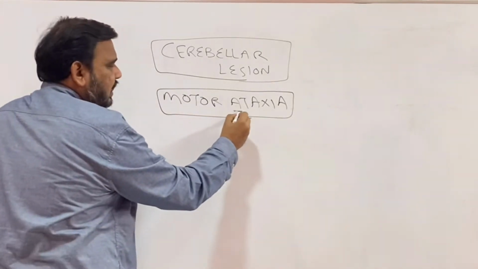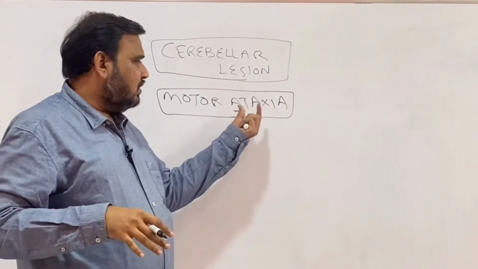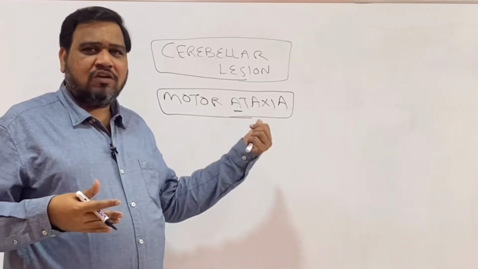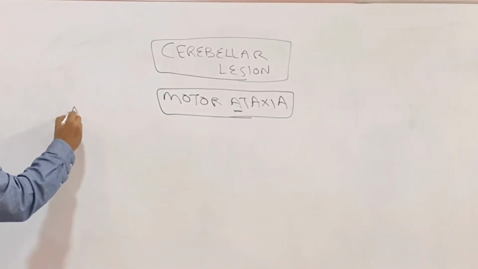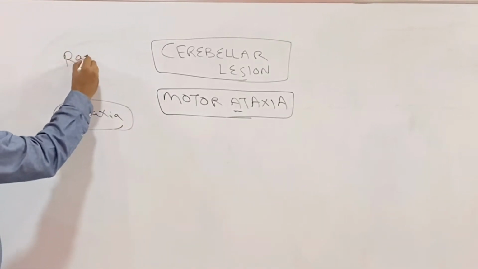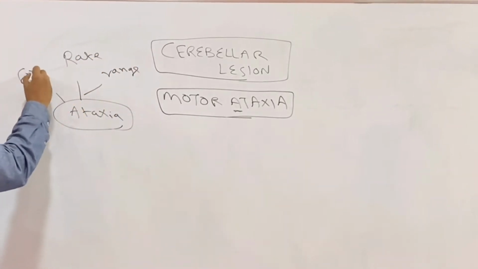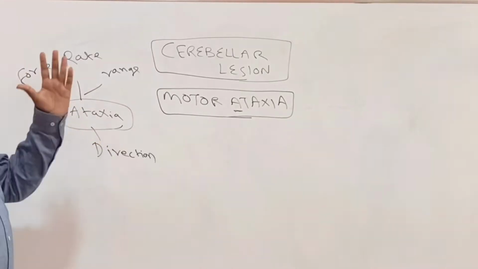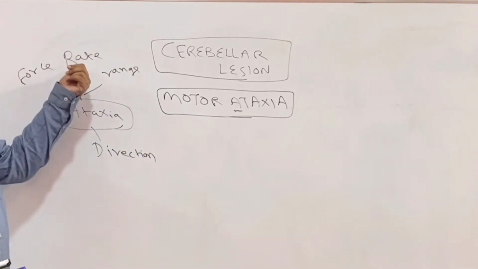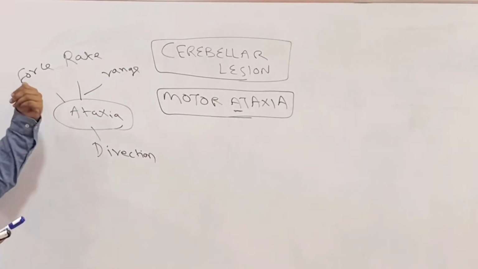Ataxia means, A means absent. Taxi is a type of vehicle movement, so taxi means movement. So absence of movements, or irregular coordination of movements. There is incoordination of movements. Under ataxia, it's not only just movements, it is related with the rate of movements, range of movements, force of movements, and direction of movements. The cerebellum is associated with the coordination of movements, which involves at what rate the movement should be, at what range, the direction of the movement, and the force of movement.